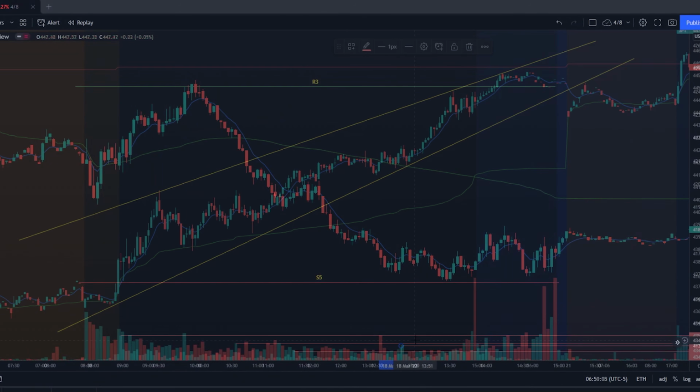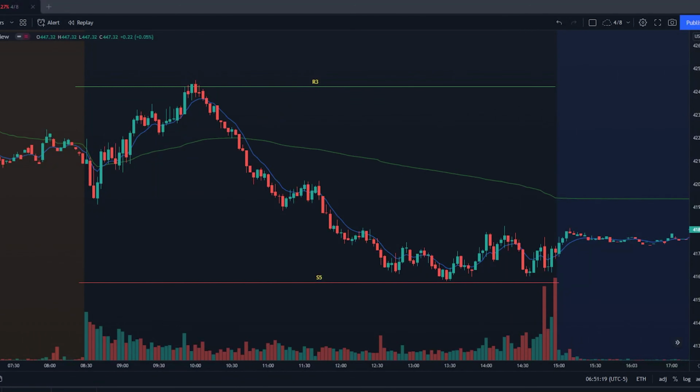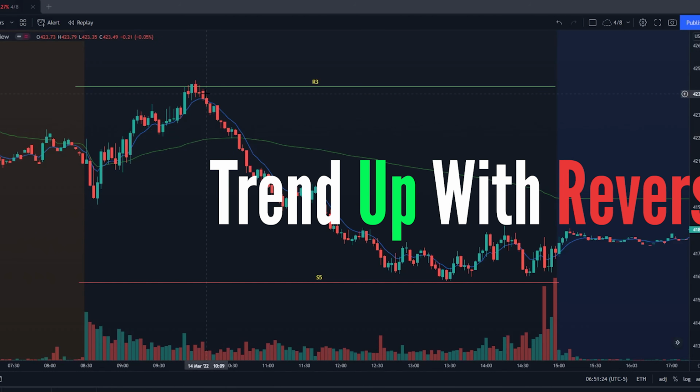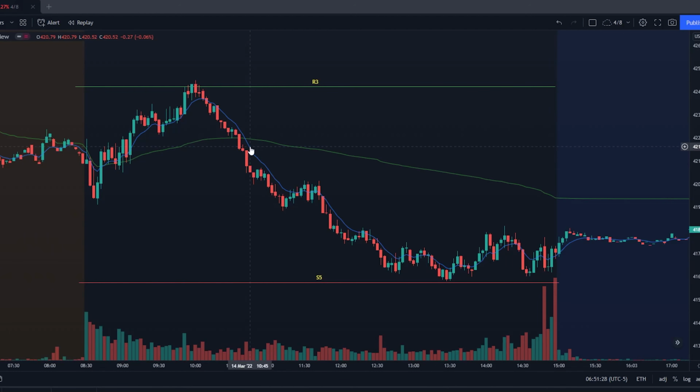Awesome stuff. All right, now we're going to look at an instance where we have a trend up with a reversal to the downside. You can see when this type of stuff happens, it usually happens pretty aggressively. So you have to identify it quickly so you can make sure that you get in at a decent position.